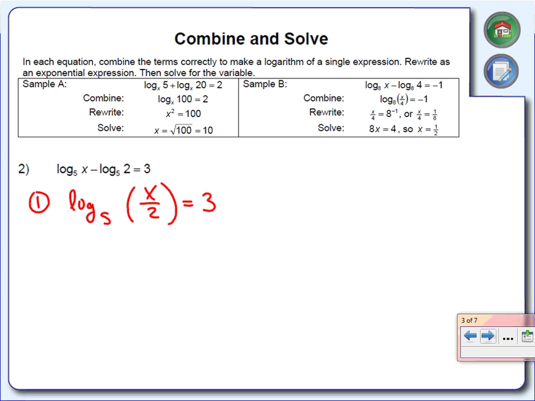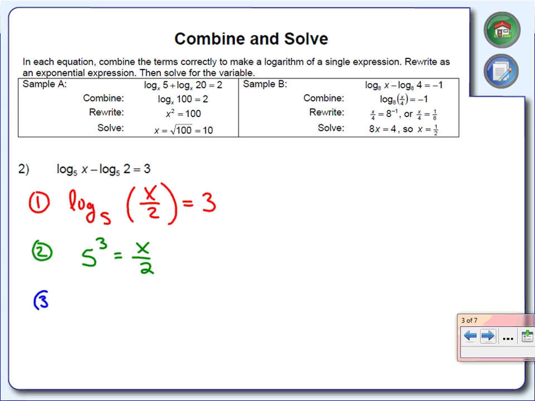Now we're going to take that and rewrite it in the form of an exponential expression. So the first thing I need is the base. And what's going to be our base? 5. The exponent we're going to use on that 5 is 3. And what is it going to equal? X over 2. So there it is, written as an exponential expression.